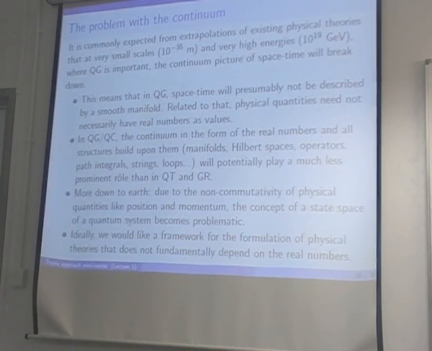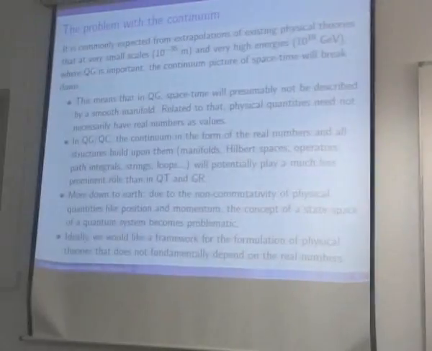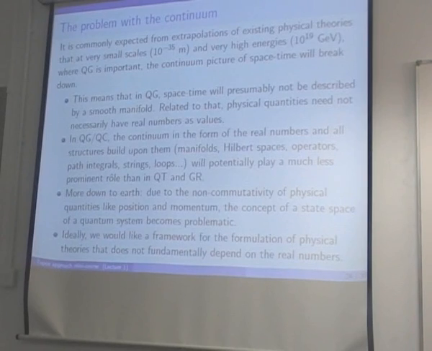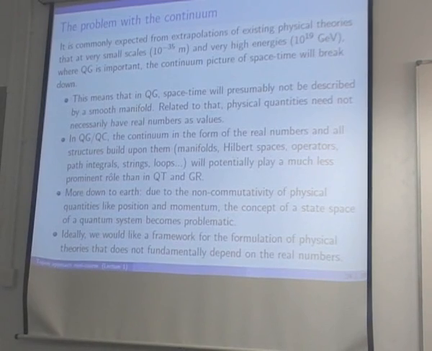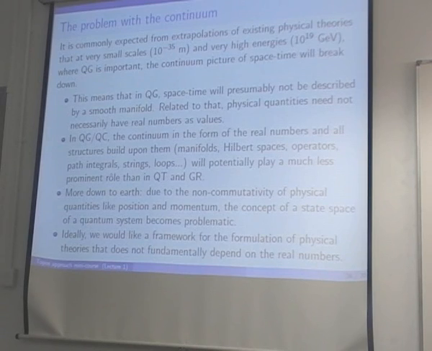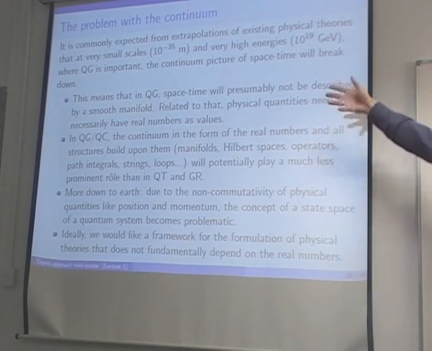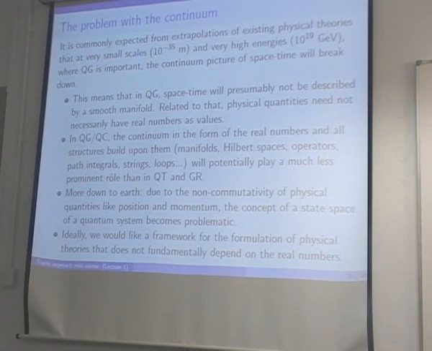Okay. So what's the problem with the continuum? This is more motivated from quantum gravity considerations directly. You wouldn't worry about this in quantum theory usually. It is commonly expected, this is one of the few things that people agree upon in all these approaches to quantum gravity, that at very small scales and very high energies, these Planck scales again, the continuum picture of space-time will break down. So nobody really knows what happens, but people don't expect that the manifold will still describe space-time at these scales.